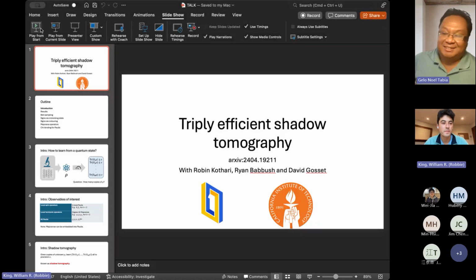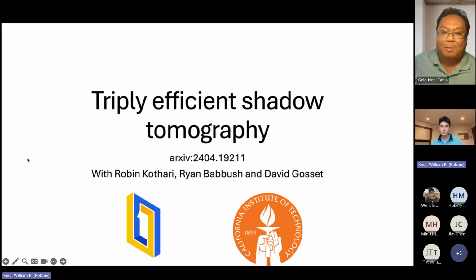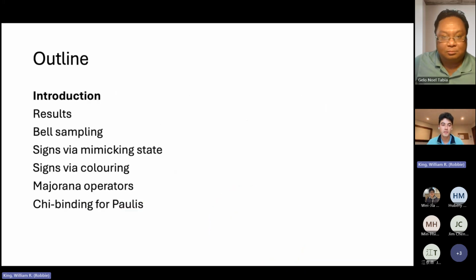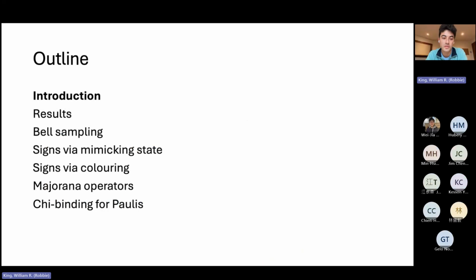Okay, so today I'll be talking about triply efficient shadow tomography, and this was work with Robin Kothari, Ryan Babbush, and David Gosset. So let's jump in. This is the outline. First, I'll give an introduction of what we mean by shadow tomography and triply efficient shadow tomography. I will then say what the new results are that we achieve, and then we'll go through some of the key methods that enable these results.